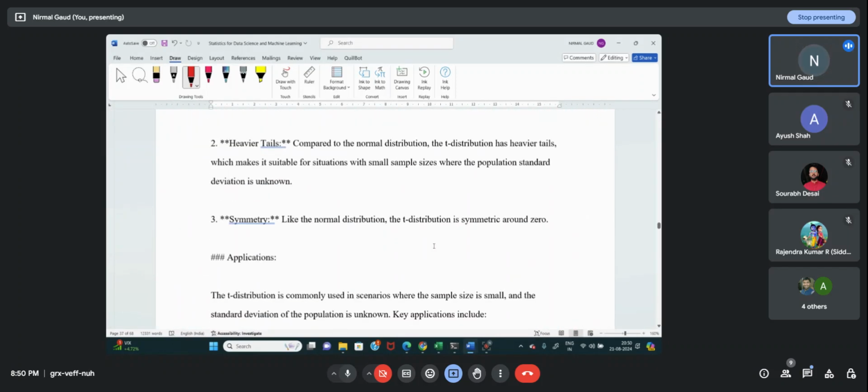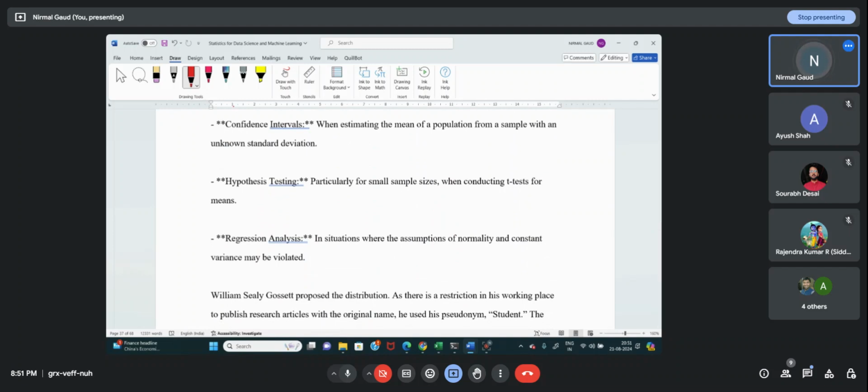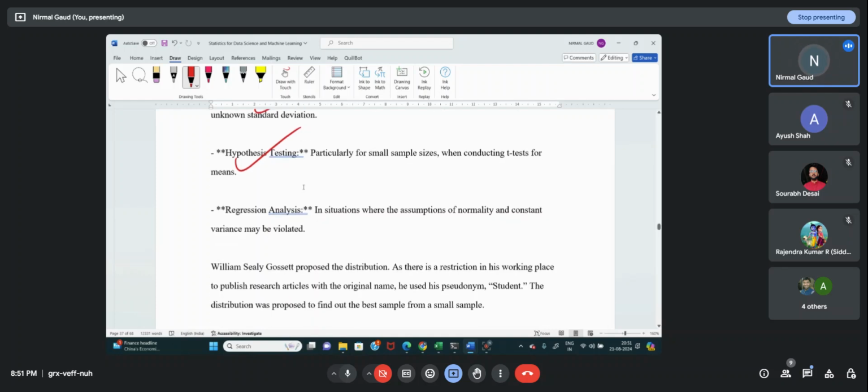Okay. Heavy tail I already told you. Bulky. Symmetry, okay, I already told you. The t distribution is also symmetric. It looks like normal only. All right, fine. So that's what it is having. Okay, fine. Applications, I told, especially in hypothesis testing, we are going to use it. Confidence interval I will let you know. All these things are present ahead.